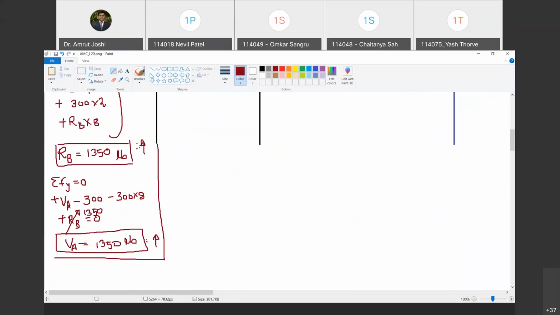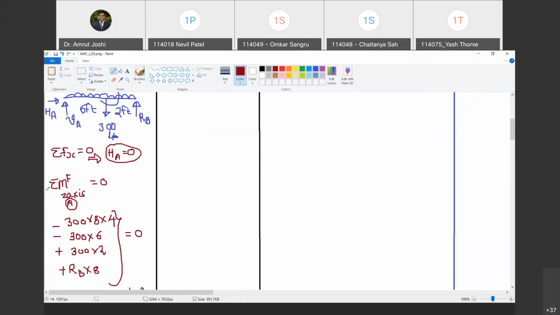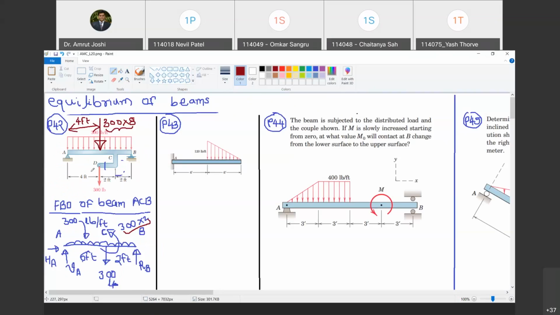This was about the first problem. Now quickly, what was the crux of the first problem? The crux of the first problem was reducing this 300 pounds at C by a force couple system, and identifying that the equivalent point load corresponding to this UDL is 300 into 8, and it acts at the centroid of the rectangle.